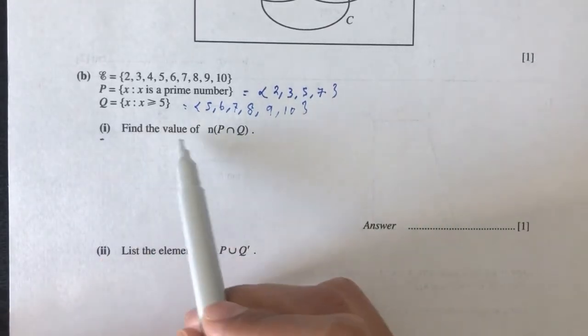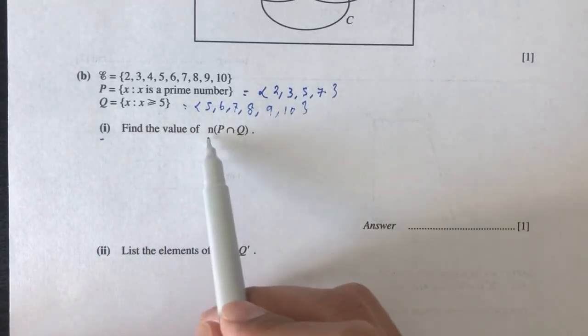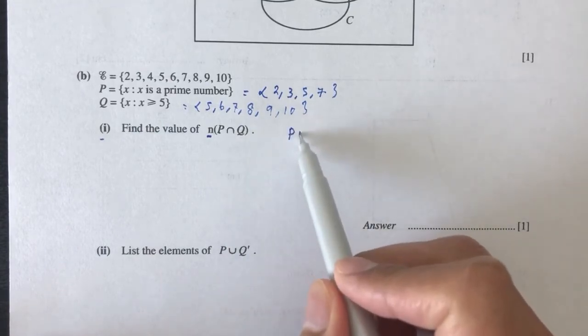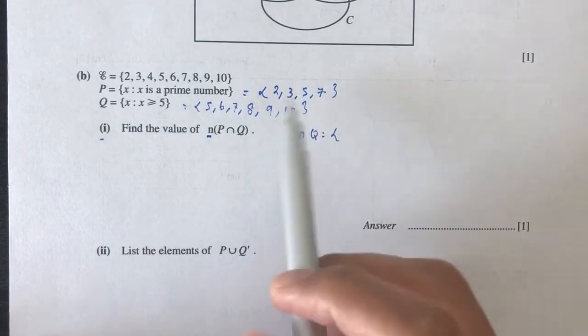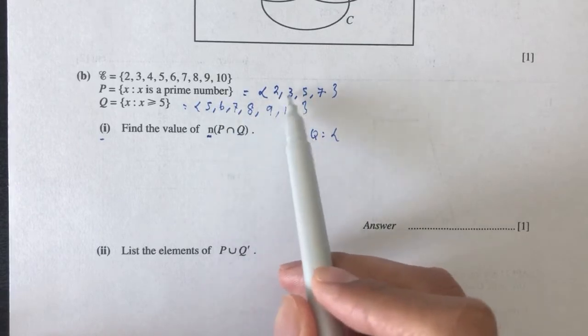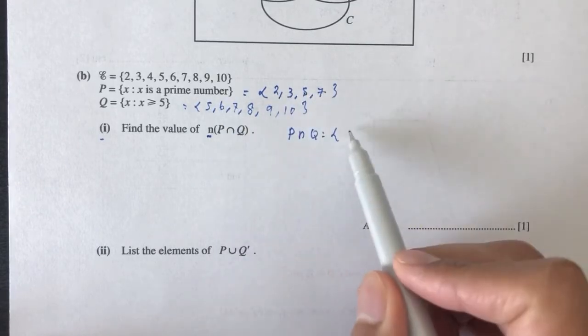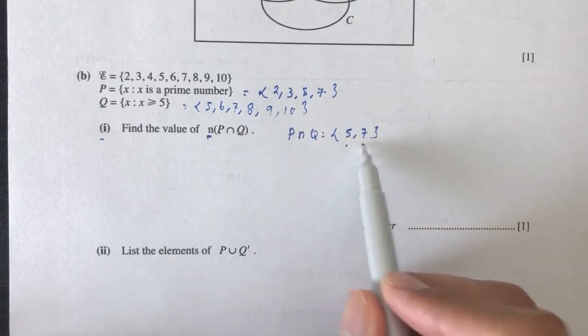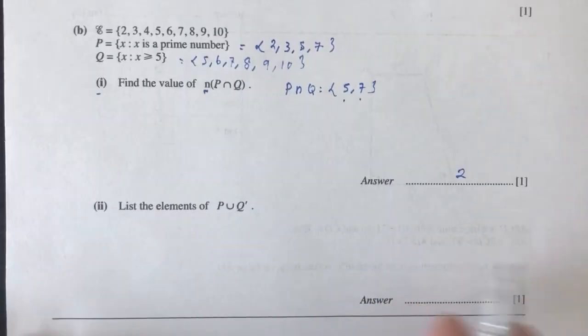Part 1. Find the number of elements in P intersection Q. So what is inside P intersection Q? Let's find out. So what is the same? We have 5 and 7. So your answer here will be the number, which is 2. 2 will be part 1.